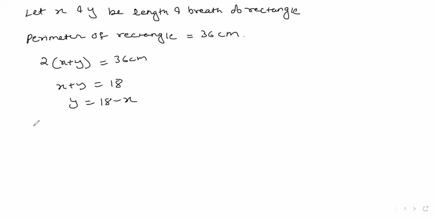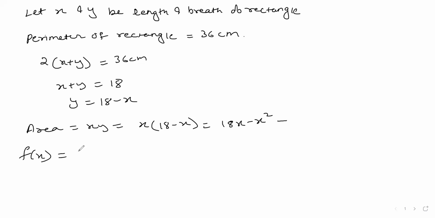Okay, now we'll find the area. Area is xy, that is x into 18 minus x. So that is 18x minus x square, and we need the maximum area of this. If f of x is the function, then 18x minus x square needs to be maximized. We have to find the value of x at which this function is maximum.